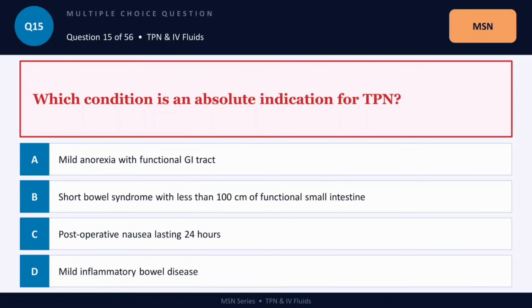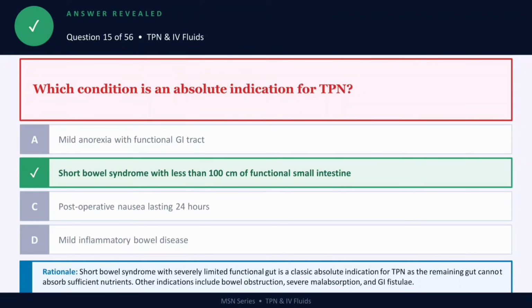Question number 15. Which condition is an absolute indication for TPN? Option A mild anorexia with functional GI tract. Option B short bowel syndrome with less than 100 cm of functional small intestine. Option C post-operative nausea lasting 24 hours. Option D mild inflammatory bowel disease. The correct answer is option B short bowel syndrome with less than 100 cm of functional small intestine.